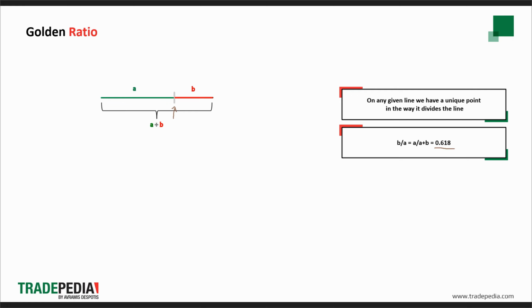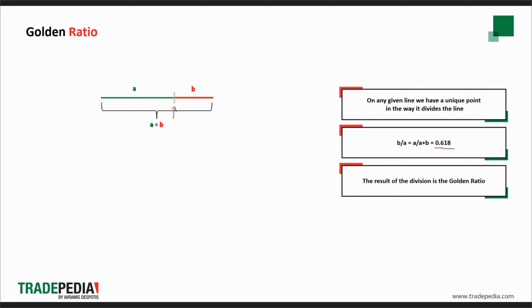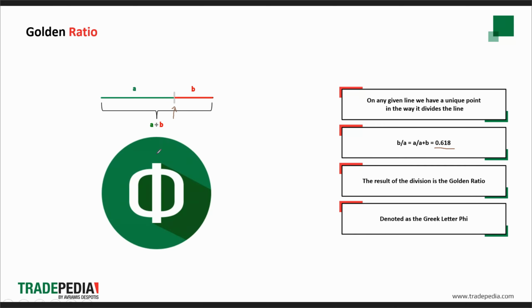What is that? The 0.618 comes up again. And the result of this division is the golden ratio. This is what links the Fibonacci series to the golden ratio, 0.618. This golden ratio is denoted by the Greek letter phi. This is what the Greek letter looks like, if any of you still write with Greek letters. 0.618, the golden ratio.